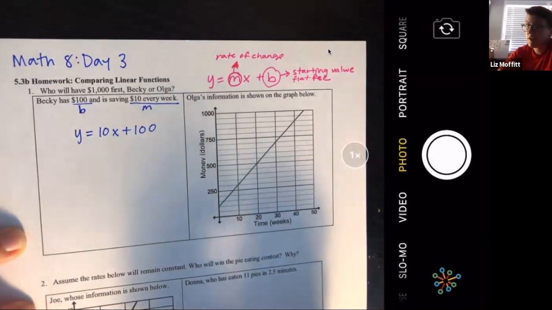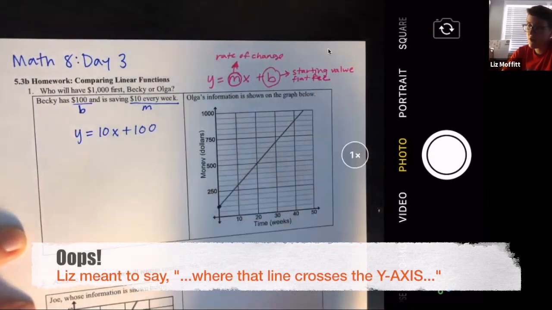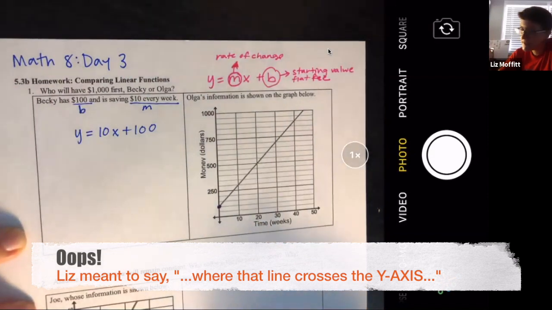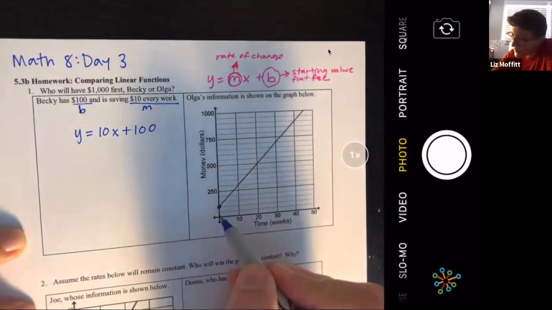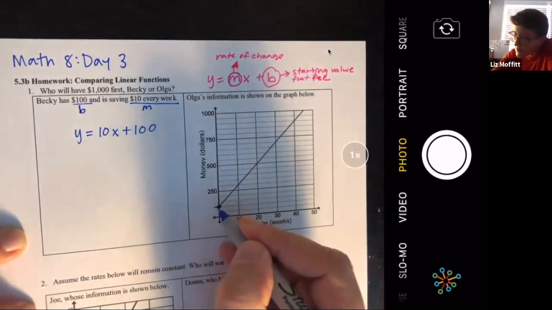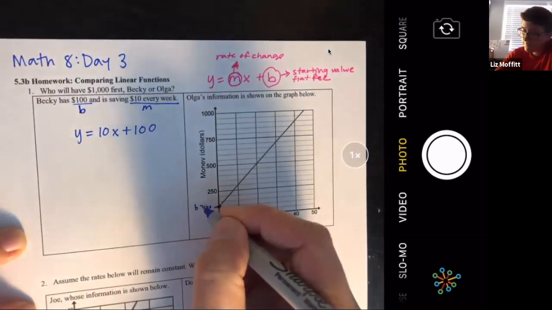Okay. Now it says Olga's information is shown in the graph below. The starting value or the y-intercept in a graph is right here, where that line crosses the y-axis. If I do a little bit of looking, it looks like we're counting by 50s. So this y-intercept must be 100, or the b value is 100.